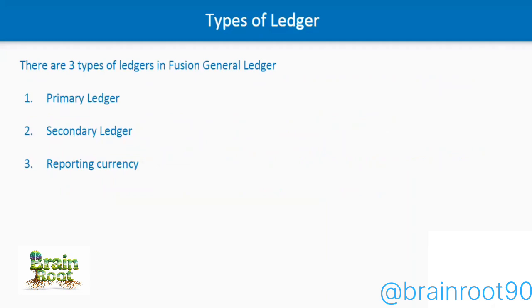Now, how many types of ledger does Fusion General Ledger or Fusion GL support, or system allows you to create? You can create a primary ledger, which is the standard main ledger. You can define a secondary ledger. You can define a reporting currency ledger. Anyone who has EBS experience, the concept and things almost remain the same, but can anyone explain a bit when we will be required to define a secondary ledger or a reporting currency ledger?